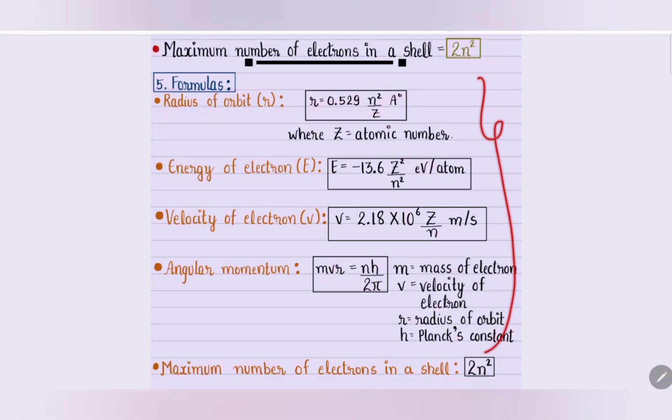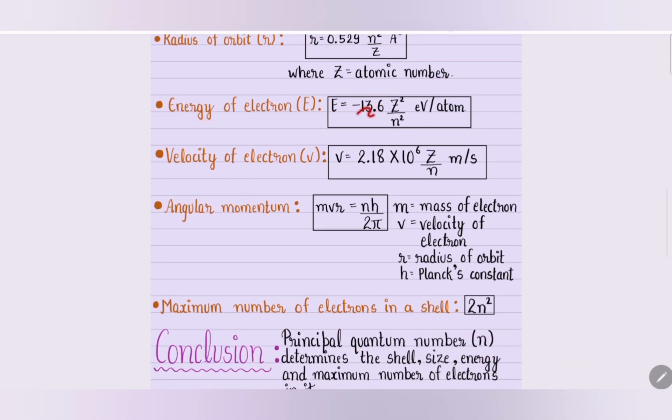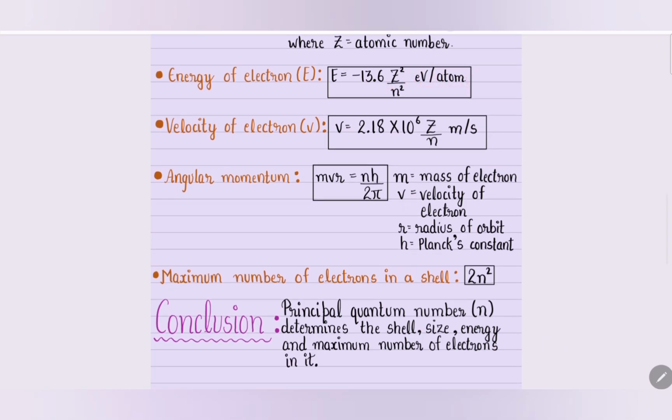Some important formulas are given here. The first one is the radius of orbit. The radius of orbit is 0.529 n²/Z Angstrom, where Z is the atomic number. The next formula is energy of electron. It is −13.6 Z²/n² electron volt per atom. The next formula is for the velocity of electron: 2.18 × 10^6 Z/n meters per second.